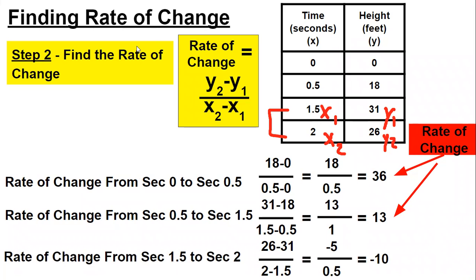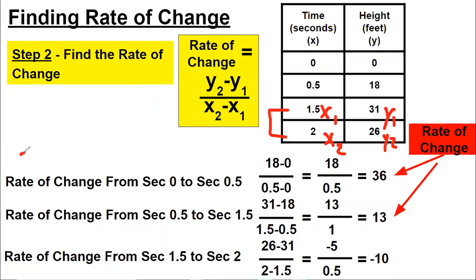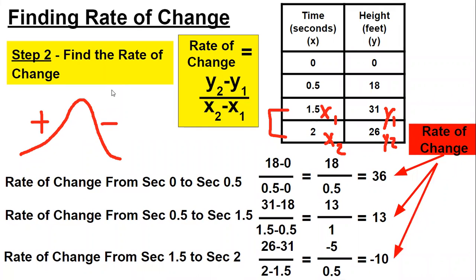Why is that? Well, think about a football. You start at 0, you kick it, as time gets more and more, the football goes up, up, up, and then gravity starts to bring it back down. So it's going to go in the negative direction. Here's your positive direction. Here's your negative direction. So that negative 10 is the rate of change for that third interval of time.